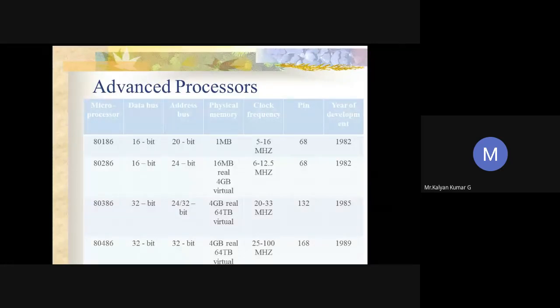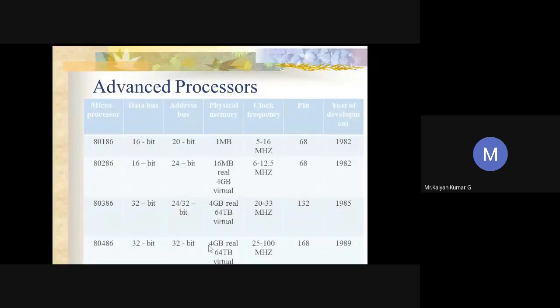And you can see the clock frequency for the remaining advanced processors keeps on increasing, which means in terms of performance or speed, these processors do much better than your 8086 basic version. Next is your pin count, and the last one is your year of development. You can just have an overview. We'll see one by one in detail.